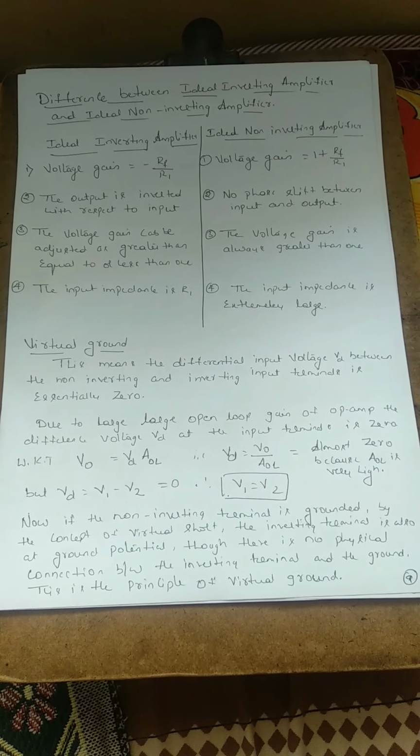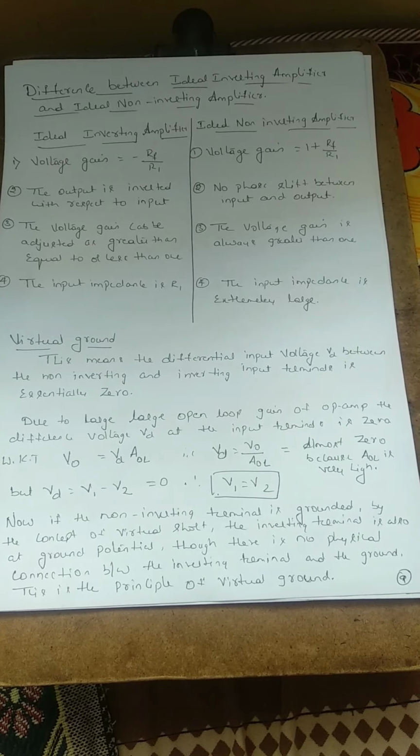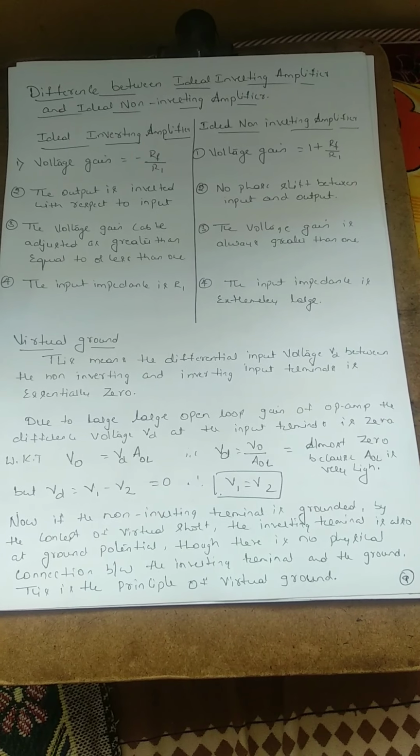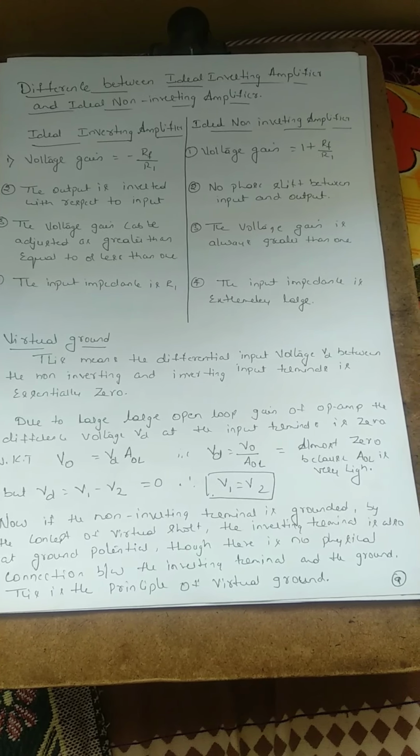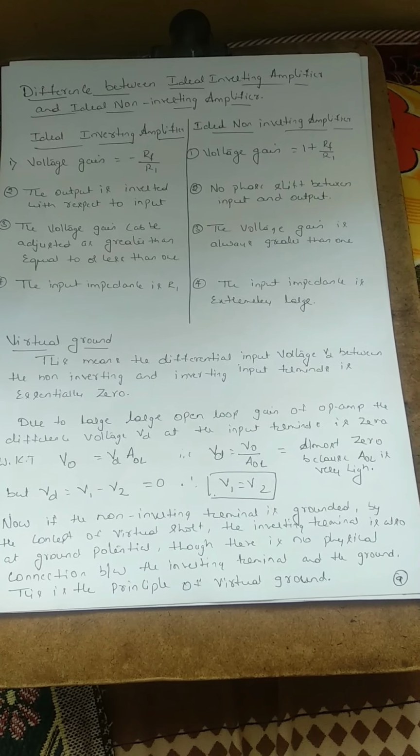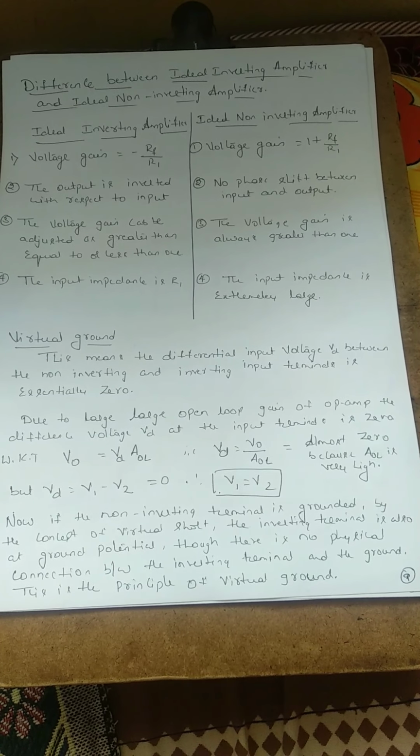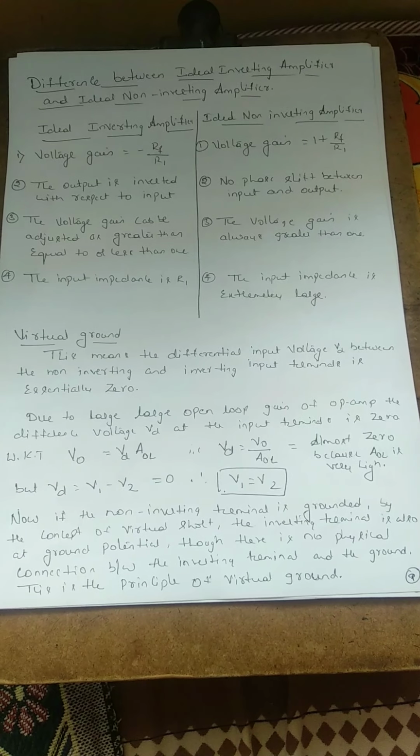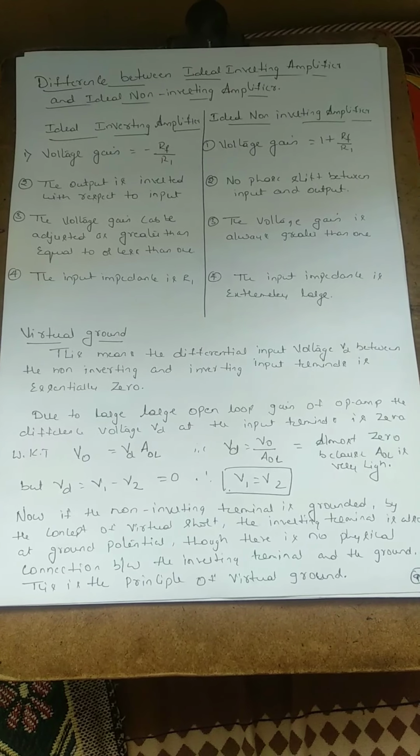Hello everyone. In this video we'll see what is the major difference between the ideal inverting amplifier and the non-inverting amplifier. So we know that in an inverting amplifier, the input is given to the inverting terminal and the output will be inverted. That is, the input and output will have a 180 degree phase shift, whereas in a non-inverting amplifier there is no phase shift between the input and the output.